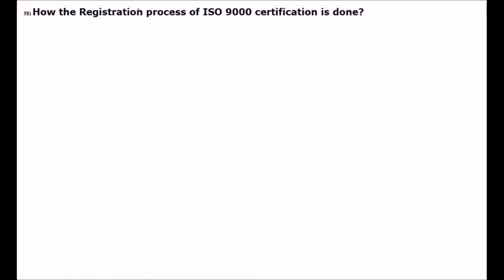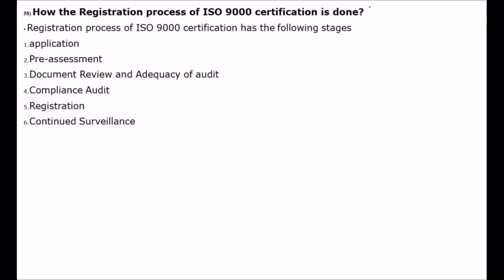How is the registration process of ISO 9000 certification done? Because ISO is everywhere, this is a special question which will come. CMMI, ISO 9000, this will come. The registration process of ISO 9000 certification has various stages. First you apply, then a pre-assessment is carried out. Documents are reviewed and an adequacy audit is undertaken. Then the compliance audit is undertaken. Then the registration is done, and continuous surveillance after that.